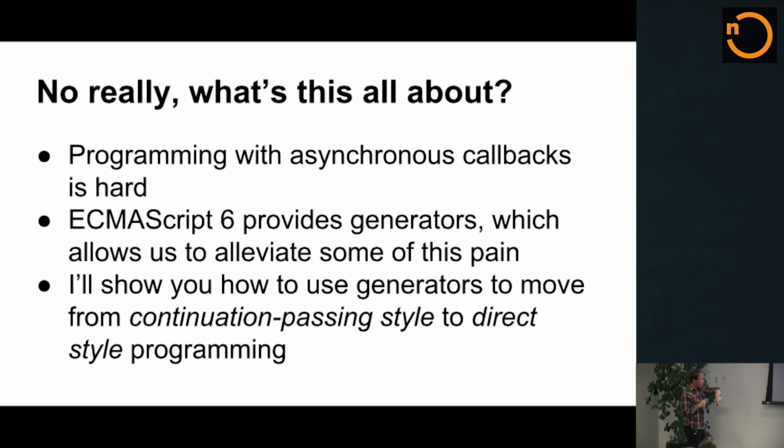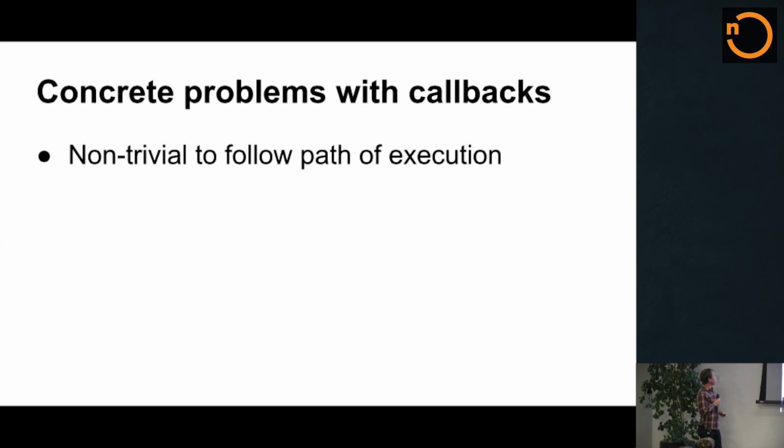I'll show you how to leverage these generators to move from writing your code in continuation passing style, which would be like asking the computer to do something and then at the same time passing it instructions for what to do next, callback, to direct style programming, which is what you're going to see in Python or Ruby or all these other programming languages where you can do x equals get to some URL, and you don't move down to the next line until that operation is completed, without losing all of the magic of the single-threaded JavaScript event loops that you love and know today.